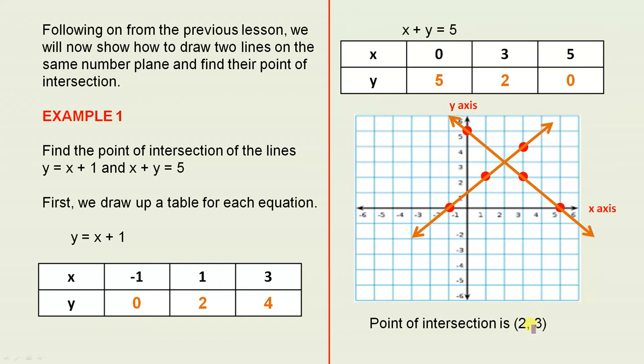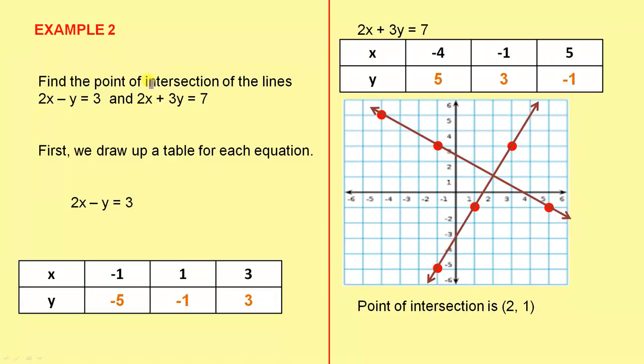And what that tells us is the x value of 2 and the y value of 3 work for this equation and for that equation. That's what happens when you find a point of intersection. The coordinates work for both equations. Let's look at another example.